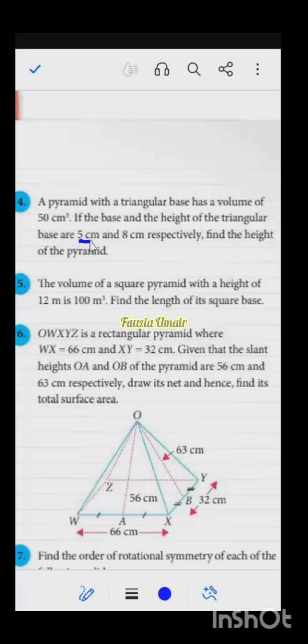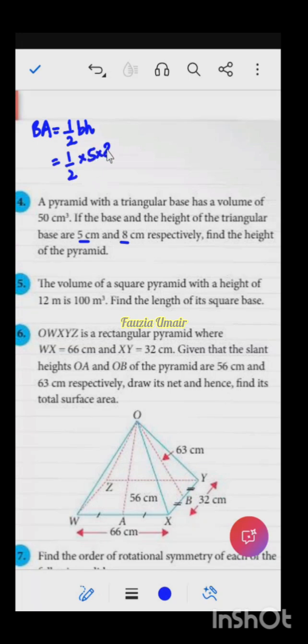Okay. So triangular base, what do we know? Base and height. Okay. So first of all, we will find out base area. Because it is a triangular base, base area is half BH. If the base is, let's say, a square base, then the formula will be changed. You need to be very careful about the formulas. It's half BH. So half into base and height is given to you, 5 multiplied by 8. So this 2 will be cancelled and the answer would be 20 centimeters square. So the base area of this particular pyramid is 20 centimeters square.